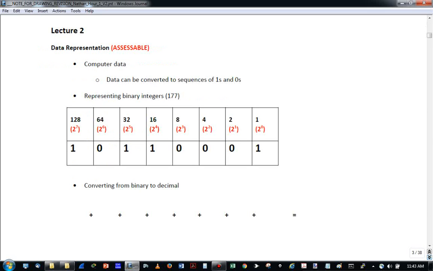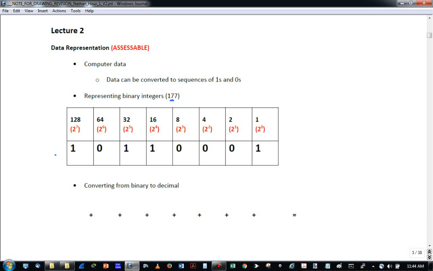Lecture 2, we looked at data representation, and so how do we represent data inside the machine? Well, as long as we can convert that data to a sequence of zeros and ones, then we can represent the information. If we want to represent some binary integers, like the number 177, we can do that using a series of ones and zeros, and each one in a particular column is worth a certain amount.